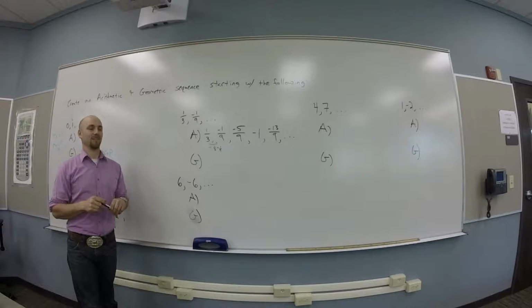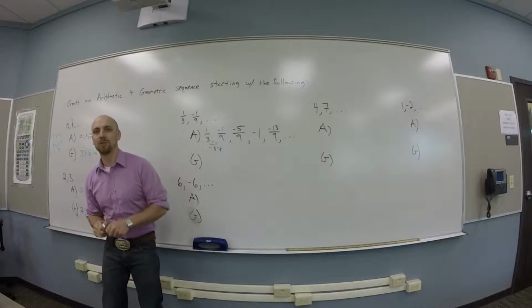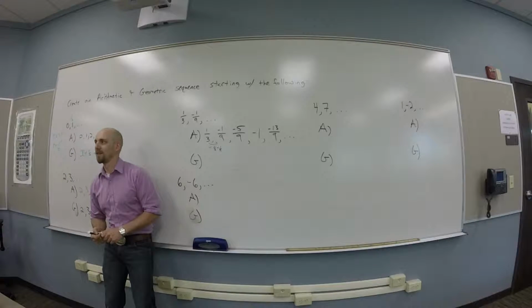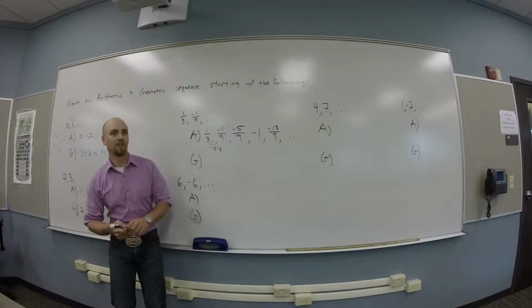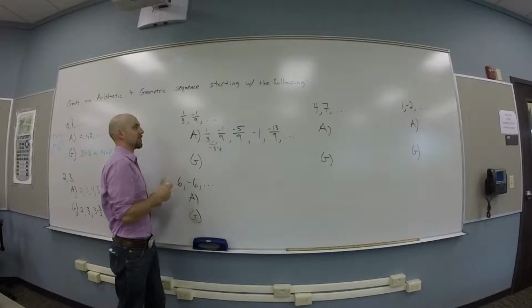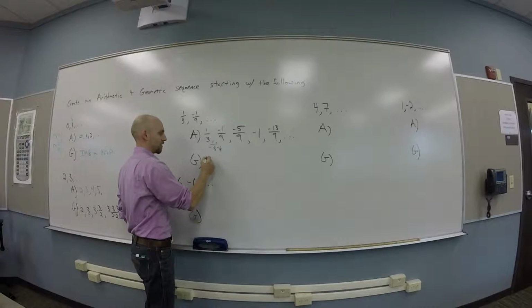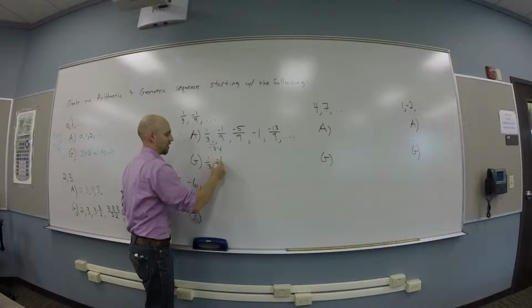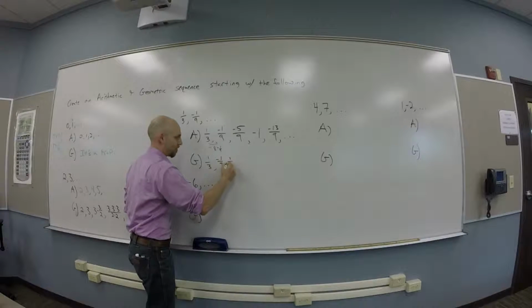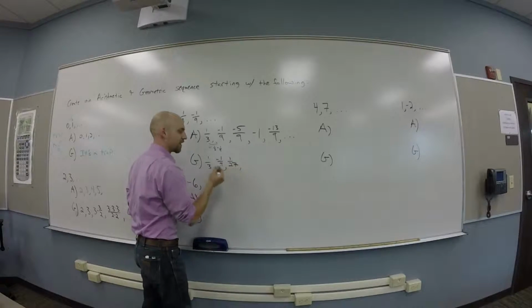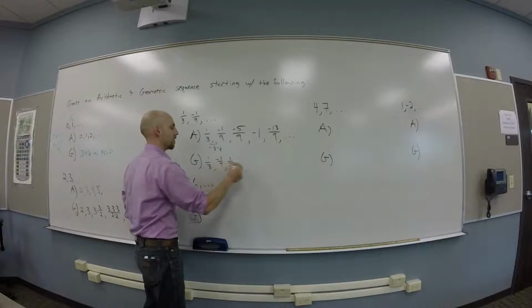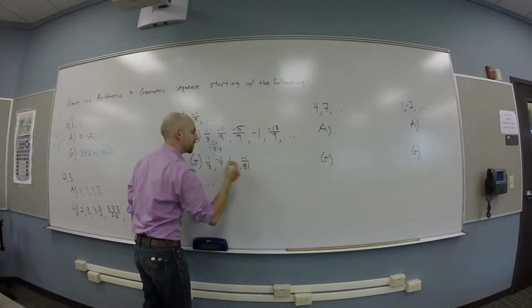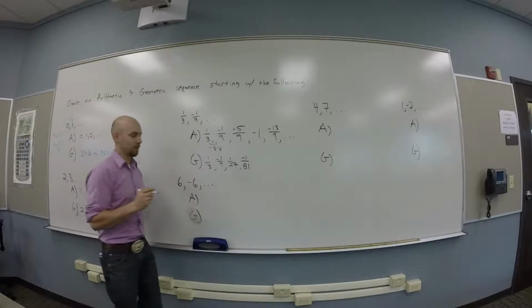How about the geometric sequence for this one? Multiply it by a negative third. The multiplication factor is -1/3, so the next one is positive 1/27th, and the next one after that will be -1/81st, and so forth.